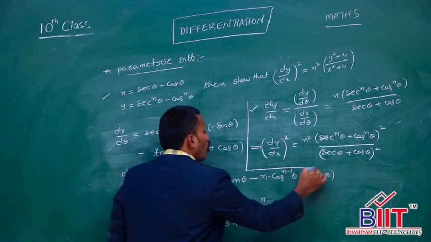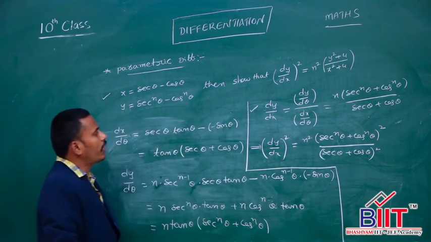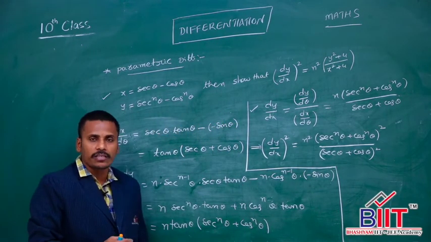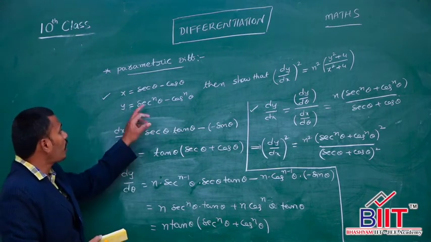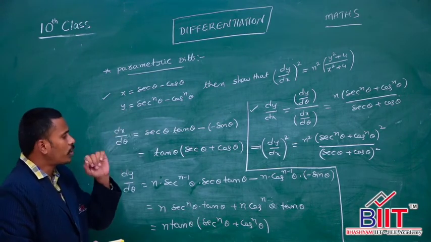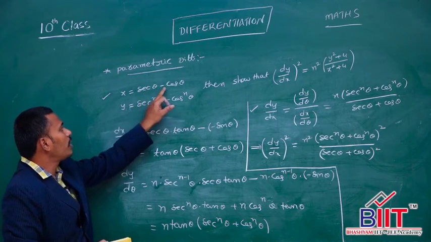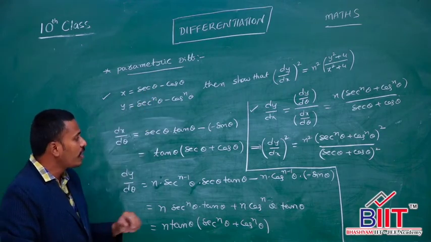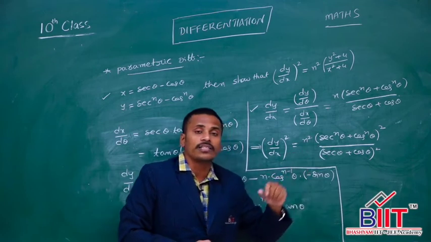Now I need to show it like n square times of y square plus 4 divided by x square plus 4. Look here, what is y and what is x. First of all, think about x for some time. Secant theta minus cos theta is x. Secant theta plus cos theta whole square is here.